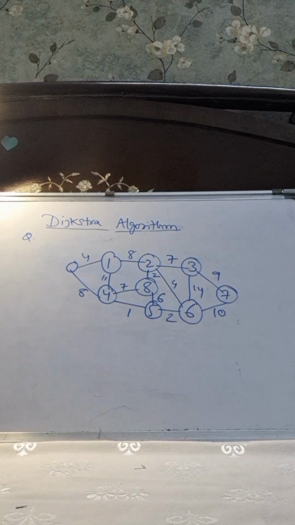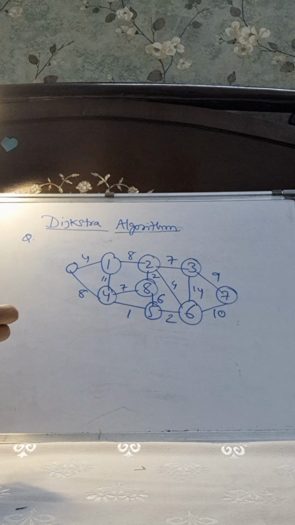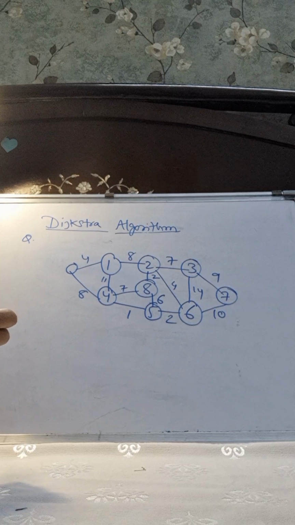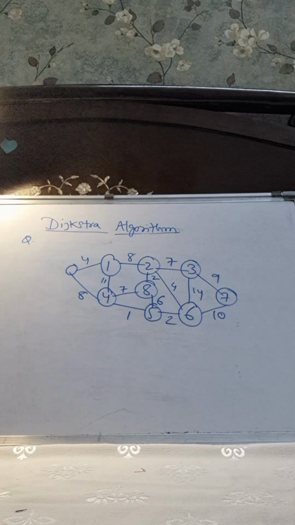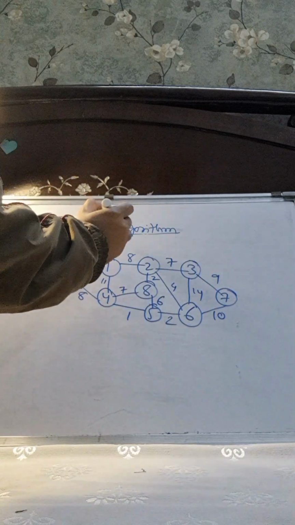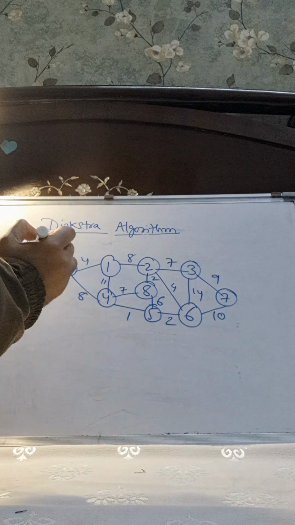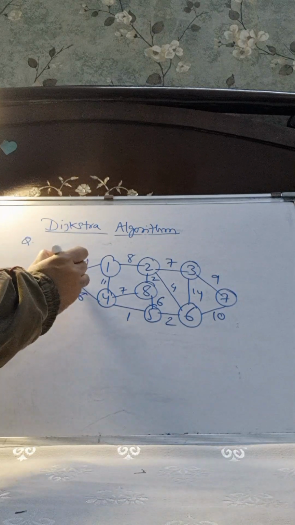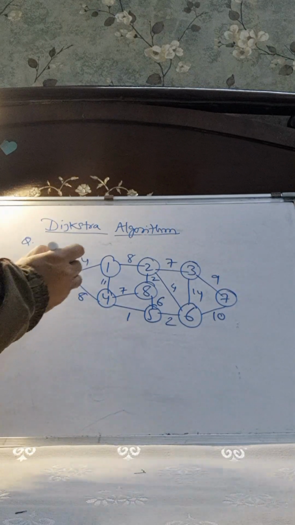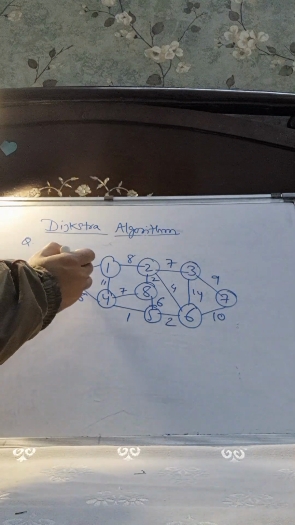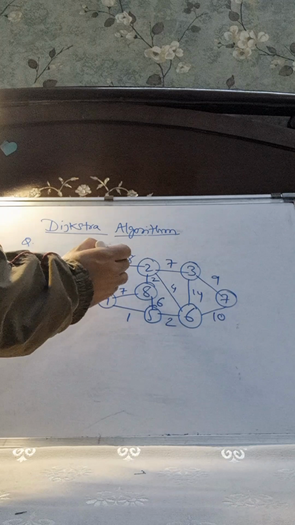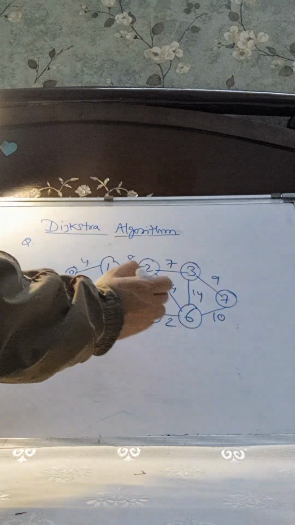So let's take another question for solving Dijkstra algorithm. As you know, this is Dijkstra algorithm basically used to find out our single source shortest path. So let's say our source is given in this question as 0 vertex, and we try to find out from this source what is the minimum cost to reach each and every other vertex.